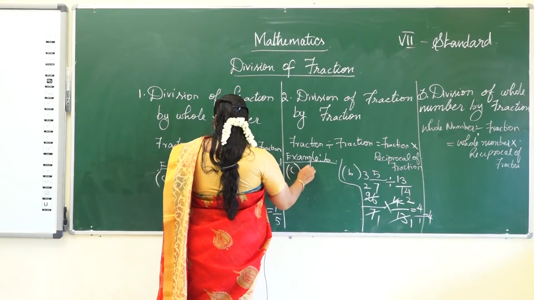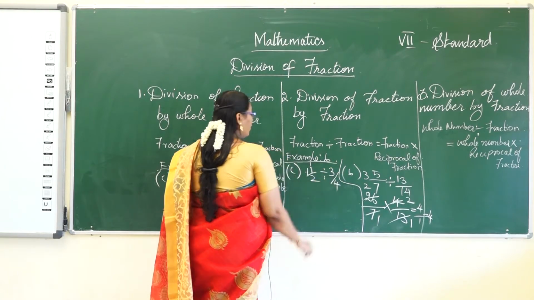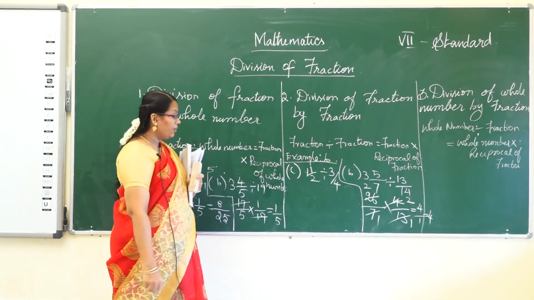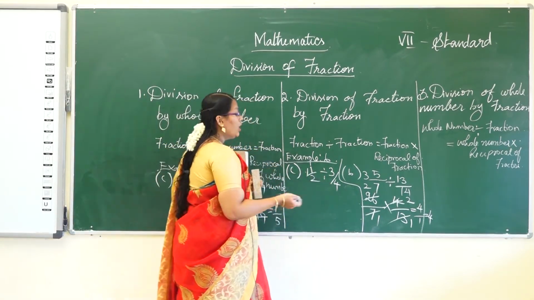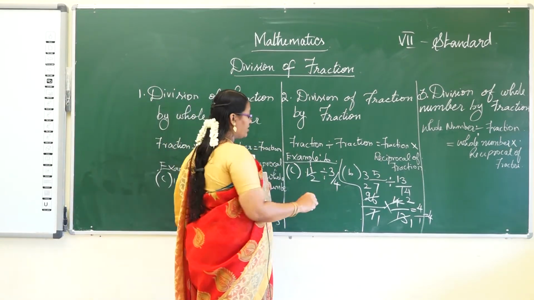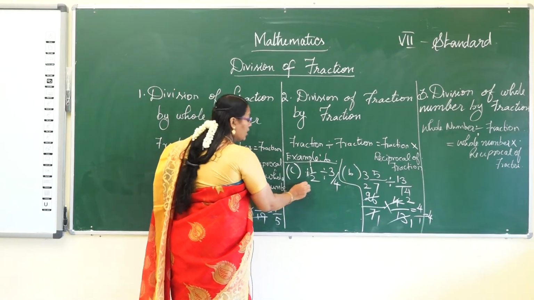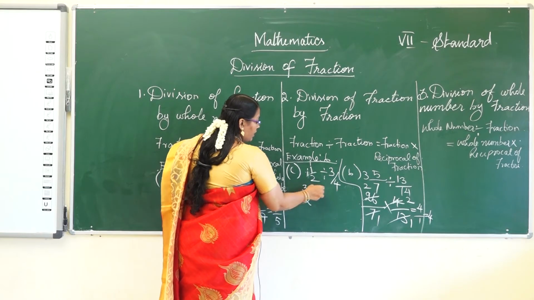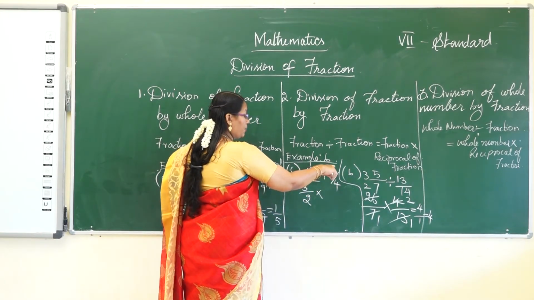The value is 1 1 by 2 divided by 3 by 4. So here a mixed fraction is given. It should be changed to an improper fraction. So what is the improper fraction value? 2 1s are 2, 2 plus 1 is 3. So 3 by 2. So we will multiply the fraction by the reciprocal of the fraction.